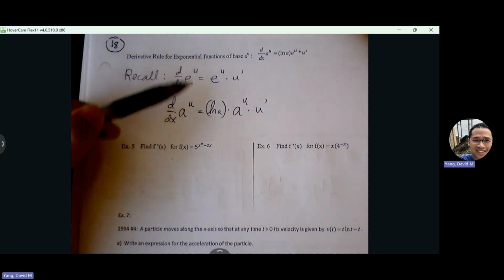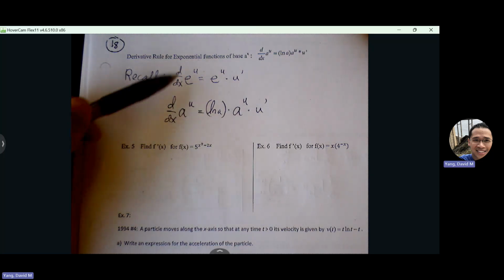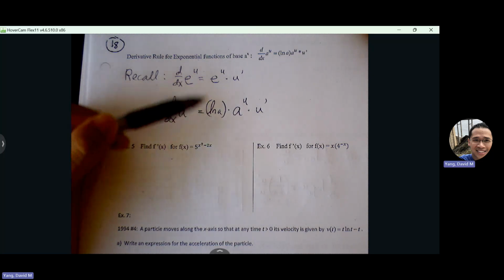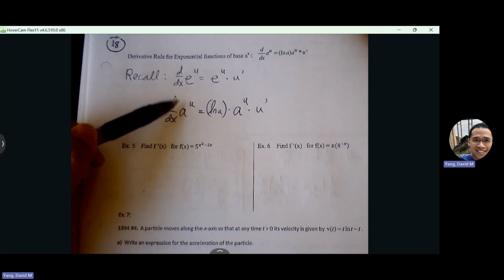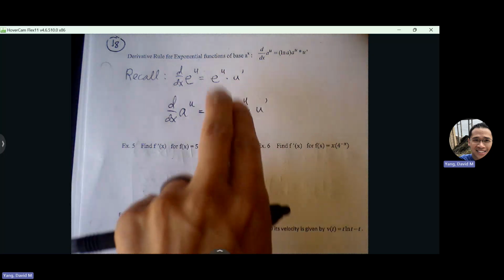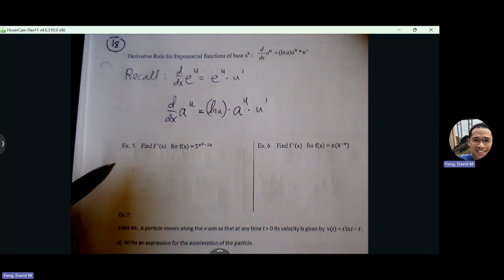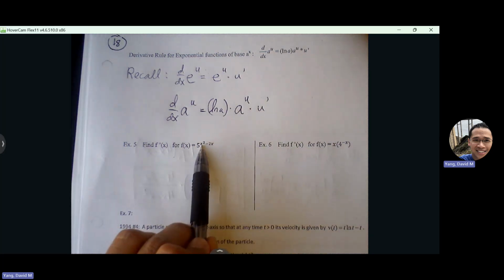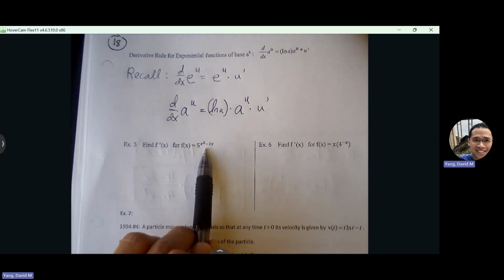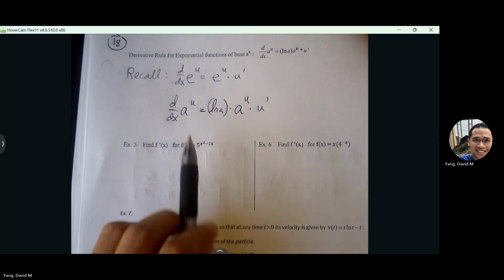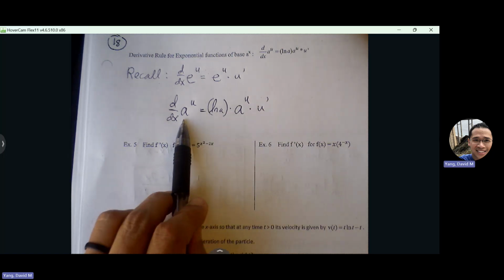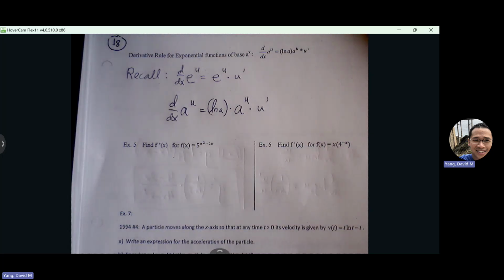So we know that it's going to be in this family of derivatives if you have a constant raised to a variable. A constant raised to a variable indicates it's an exponential function that fits into one of these rules. So example 5, find f prime for f of x equals 5 to the x squared minus 2x. We need to recognize this is an exponential function, and this fits into the a to the u rule, because base 5 falls under that family of base a.